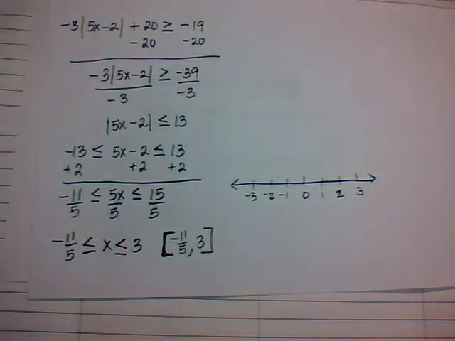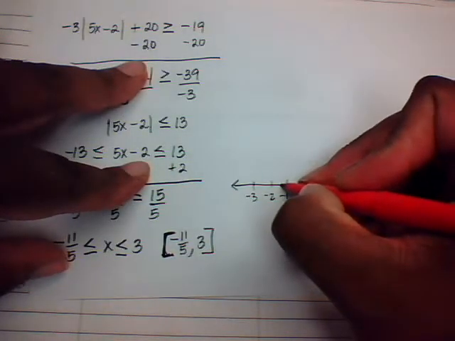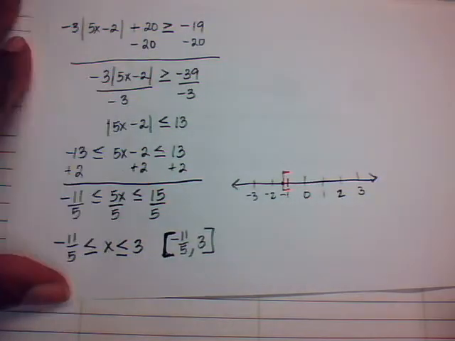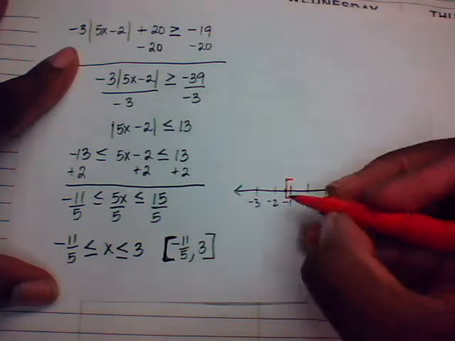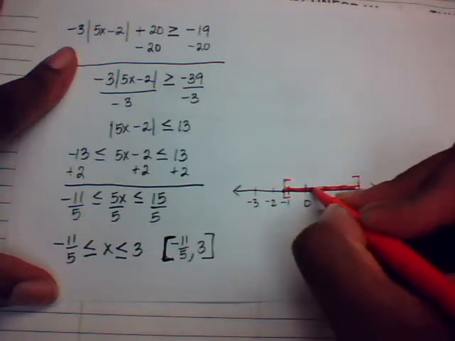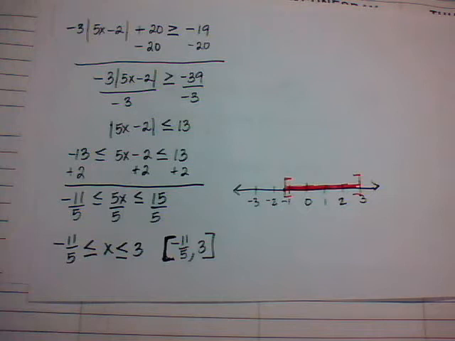So I'm going to go to the left 2 and about 1/5 of the way past negative 2, which will put it about right here. And it's going to be a left bracket here. And at 3 is going to be a right bracket here. And then we're going to shade in between. That's to show that all the values of x are between negative 11/5 and 3, and it does include those 2 endpoints.